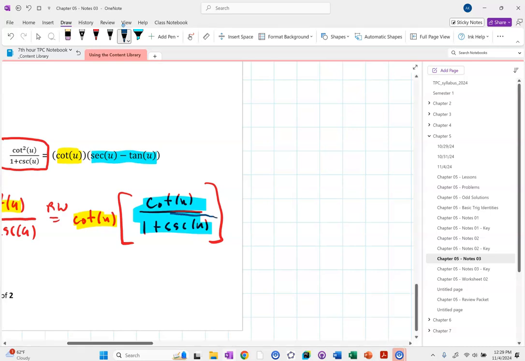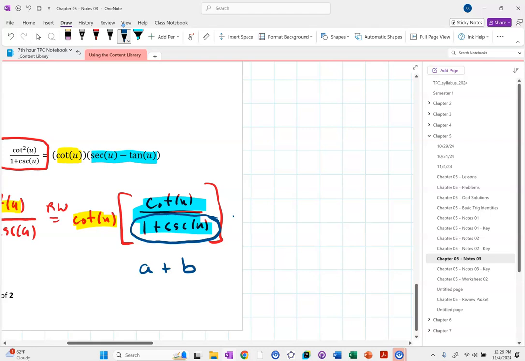Here's your hint. And it's not on your identity sheet. So when I look at the denominator, that looks like an a plus b to me. What's almost always going to be a good idea to do if you see an a plus b or an a minus b?